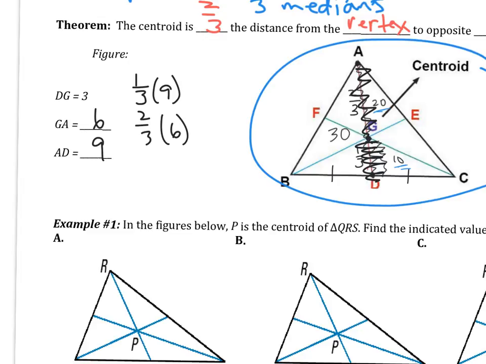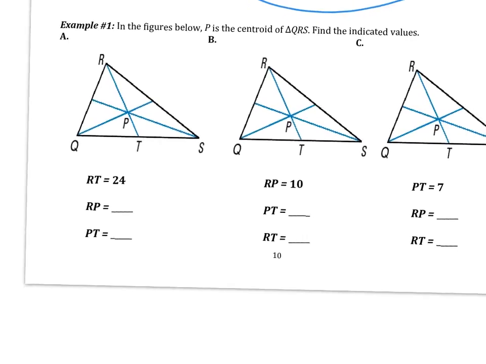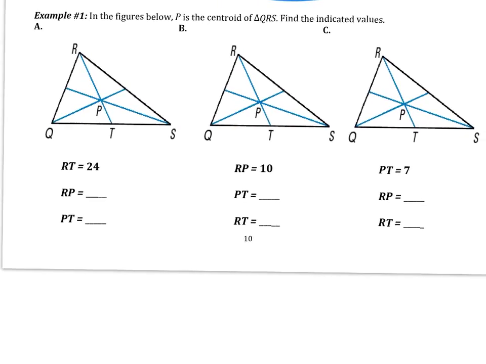Okay? All right, and then 3 plus 6 gives us the whole thing. All right, so try example number 1. Do all 3 of the triangles. See what you get. What'd you get for A?